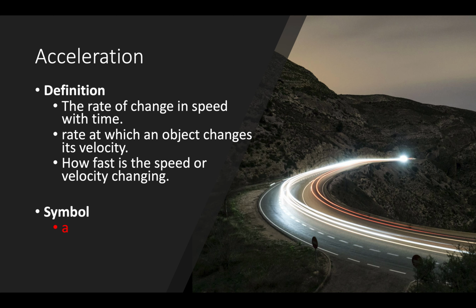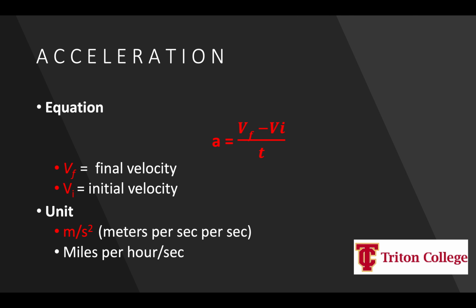right? You could have negative acceleration, right? Or what we would call deceleration. But again, it's just a change in speed at this point. Now, again, because we're working with algebra and mathematical problems, the symbol for acceleration is A, right? So easy to remember, A for acceleration.